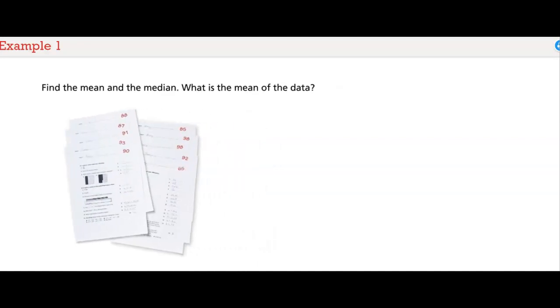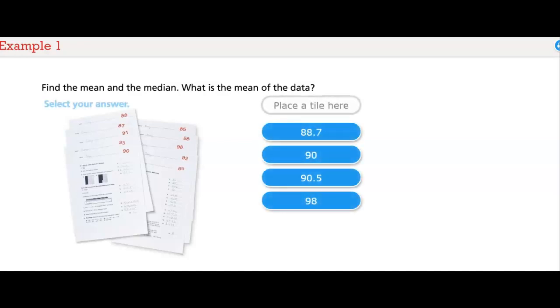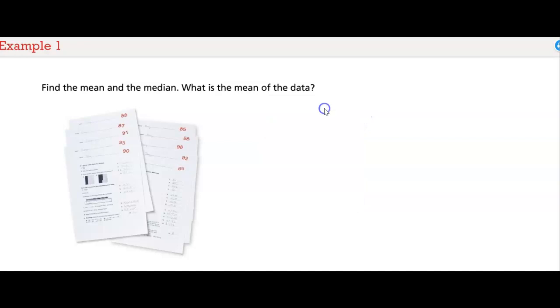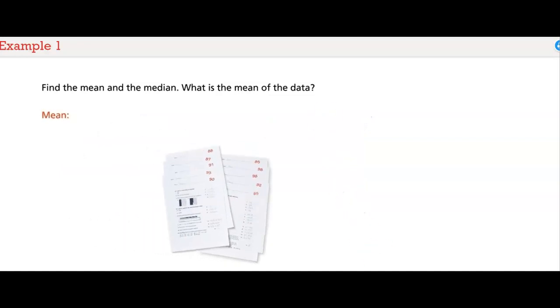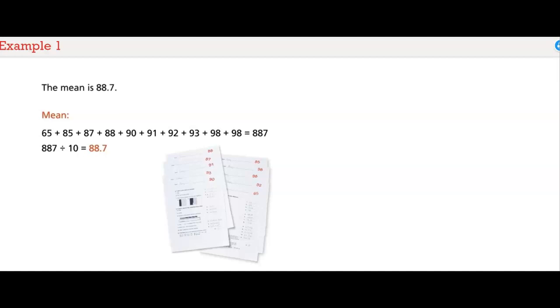Find the mean and the median. What is the mean of the data? Select your answer. To find the mean, find the sum of the scores of Gary's quizzes. Then divide the sum by the number of quizzes, 10. The mean is 88 7/10.